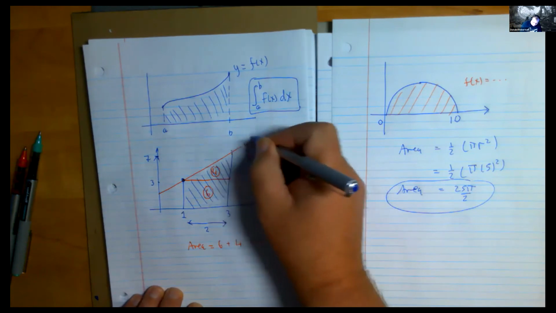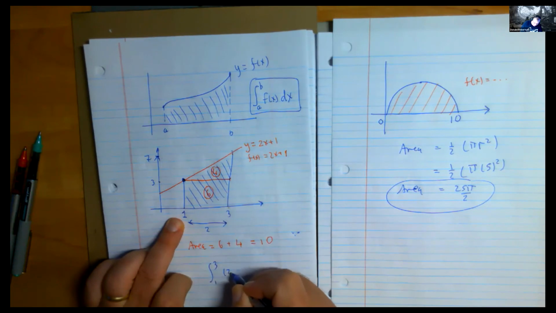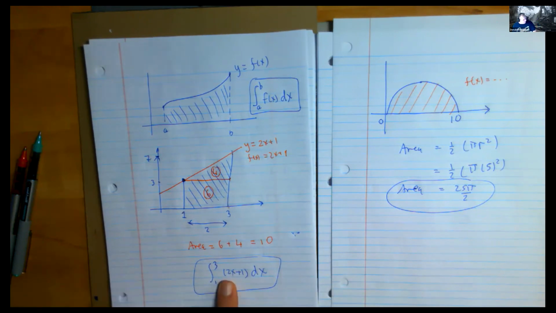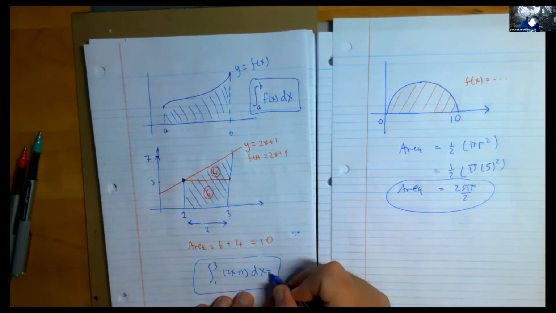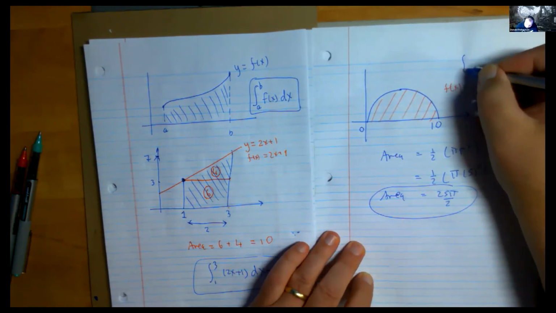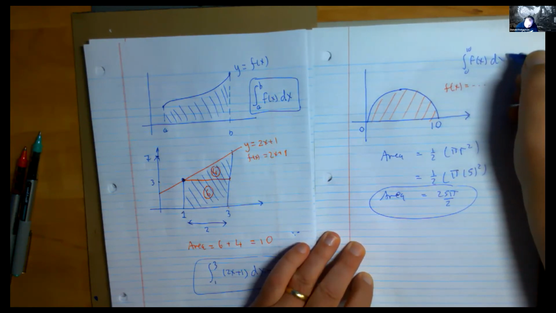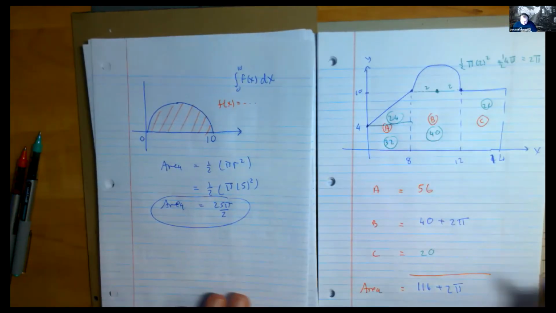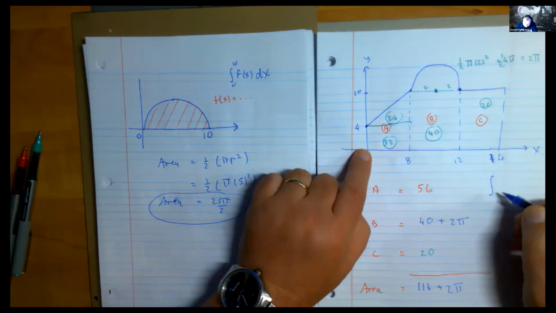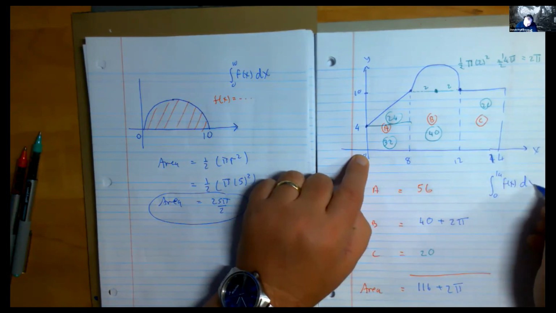So if I was doing this question here, I would call it the integral from 1 to 3 of 2x plus 1 dx. So that would be the notation for this, and of course the answer we found was 10. In this case here, it would be the integral from 0 to 10 of whatever the function happened to be called, dx. And for this one here, it would be the integral from 0 to 14 of f of x dx.